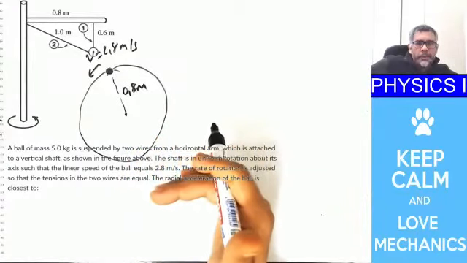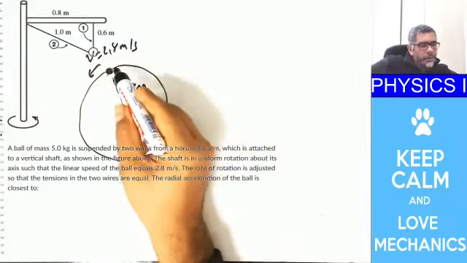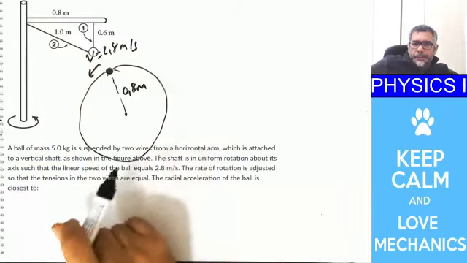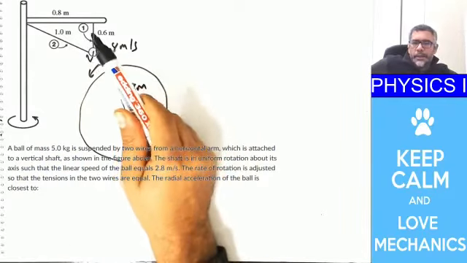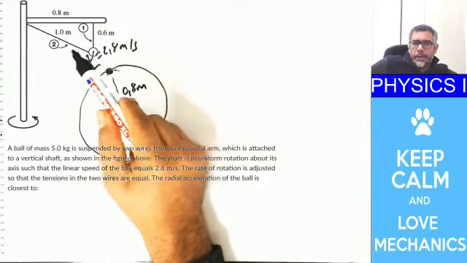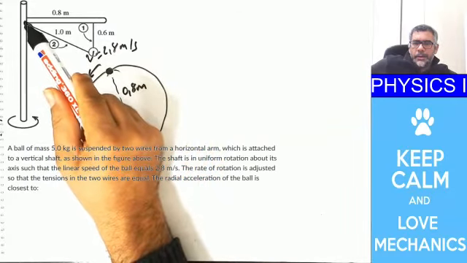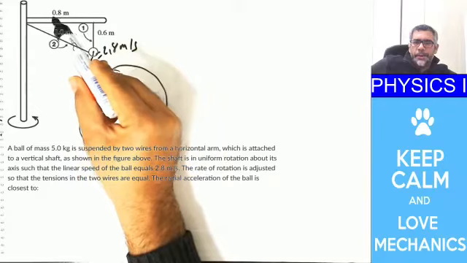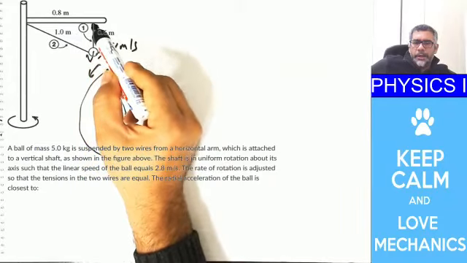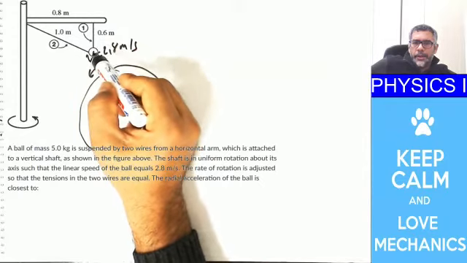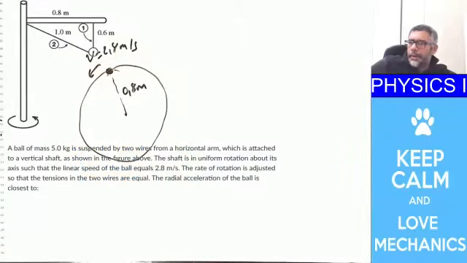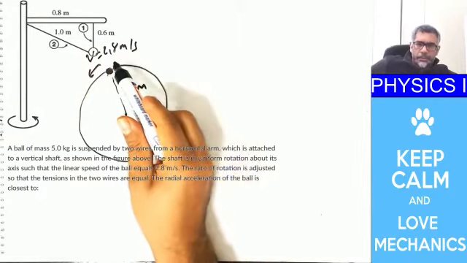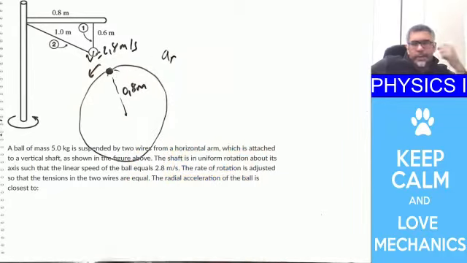The problem is all about the circular motion of a ball when you look from the top view, okay? And these are the given quantities. The problem tells you that this rope is vertical and this rope is making some angle with the horizontal and the vertical direction, of course. Obviously this triangle is a right triangle, right? The perpendicular sides are 0.8 and 0.6. The hypotenuse is 1 meter, right? So the problem is asking what is the radial acceleration of this ball? The magnitude of the radial acceleration, a_r.